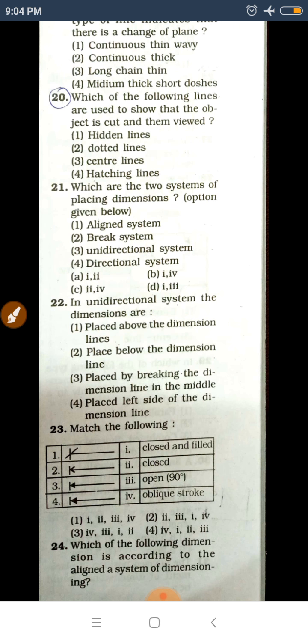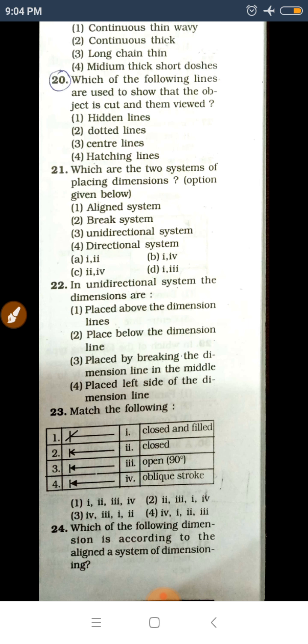Match the following. Answer will be 4, because option one is oblique stroke, option 2 is open 90 degree, option 3 is closed and filled, option 4 is closed.